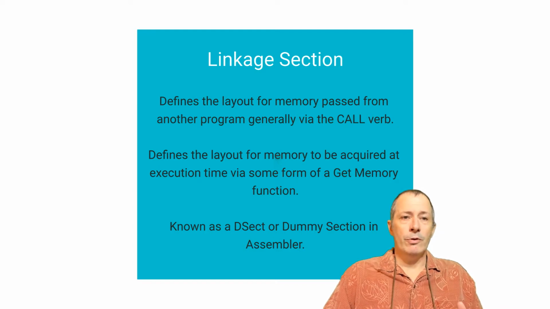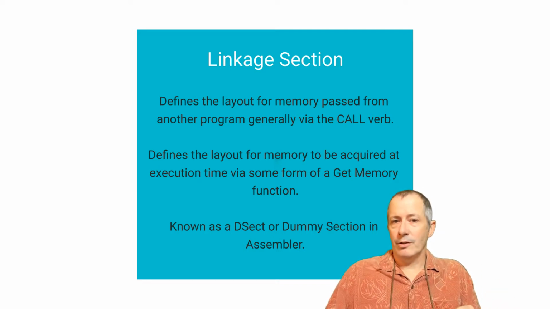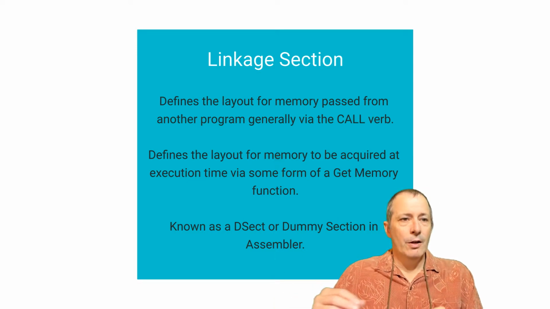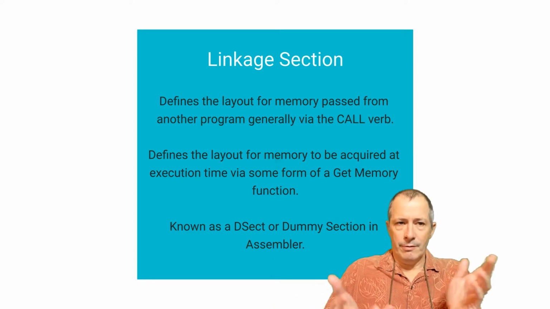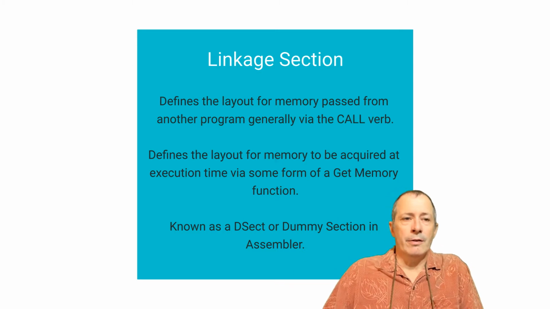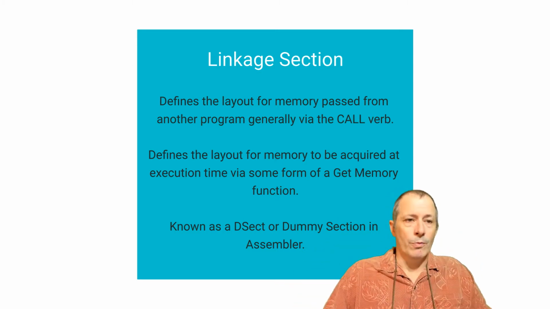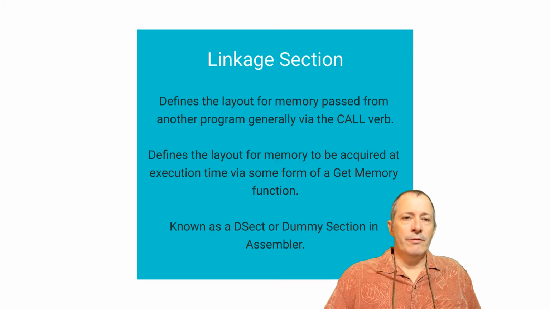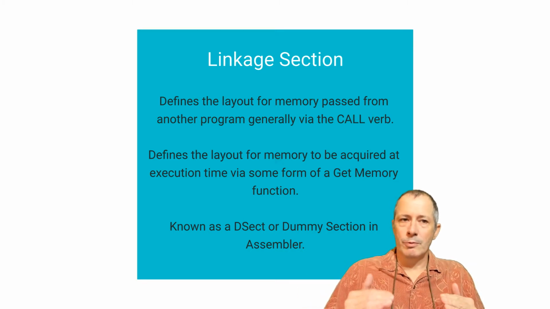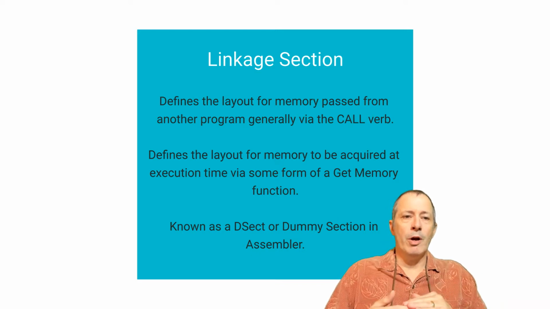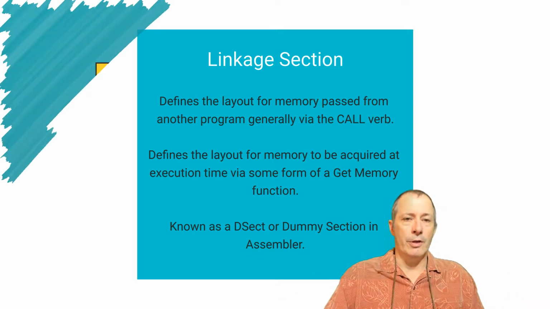In assembler, the equivalent for a linkage section is called a DSECT, or dummy section. Such a name implies that the linkage section is not real. So the linkage section defines the layout of memory that becomes available to the program at execution time. In other words, the programmer has to write code to access or acquire memory at execution time.